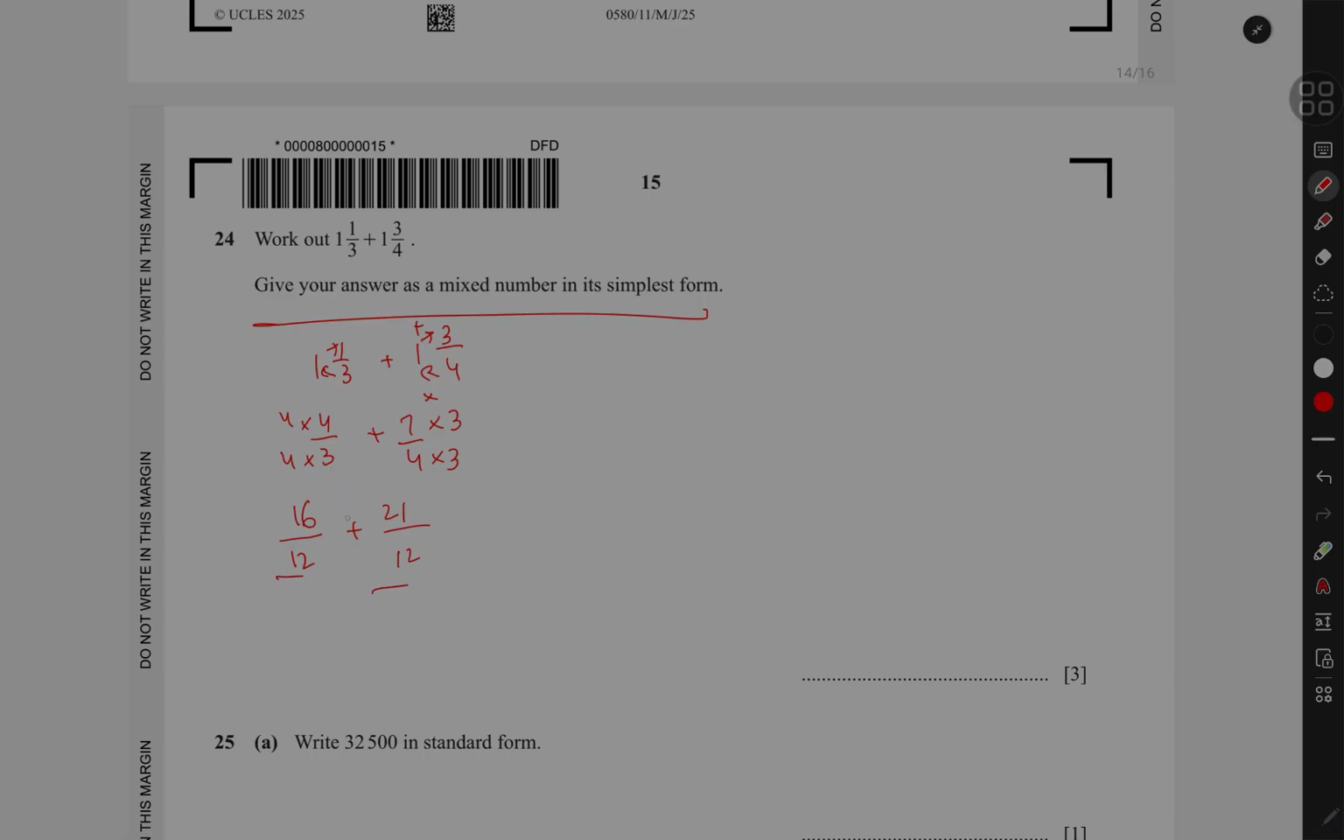Now we can just add the numerators because the denominators are the same. So 16 plus 21 is 37 divided by 12. Now I need to give this as a mixed fraction. So what I would do is 37, 12 3s are 36, 1, so 3 whole 1 by 12. And that is my answer.